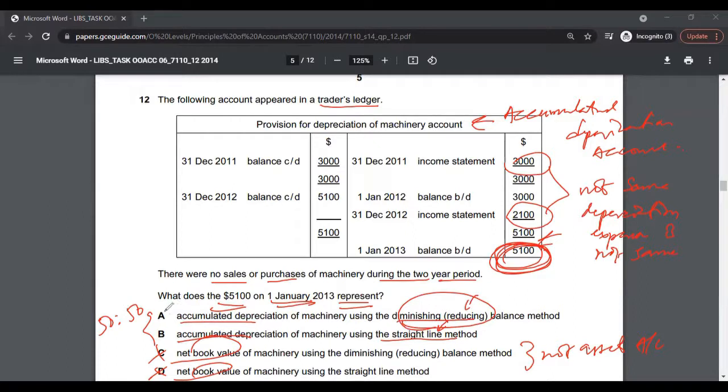The answer to multiple choice 12 is option A. This 5,100 is basically accumulated depreciation of machinery using reducing balance method. In other words, depreciation of year 1 plus year 2 is equal to 5,100 using diminishing or reducing balance method. The answer to multiple choice 12 is option A.